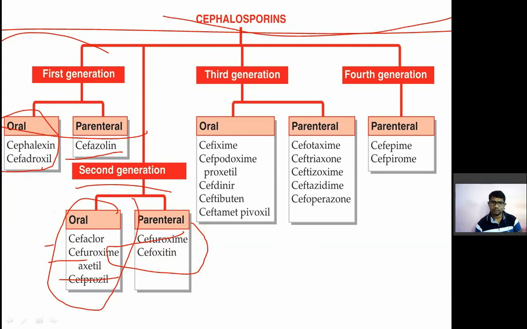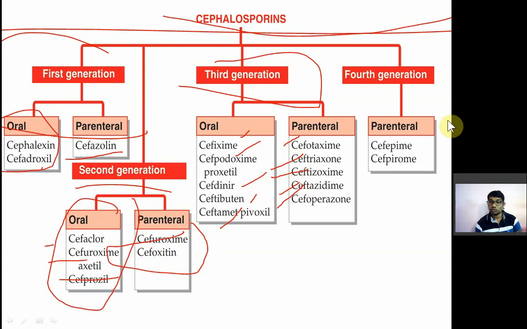Then third generation. I will tell you, there is one trick to remember. Third generation orally used cephalosporins: cefixime is there, cefpodoxime is there, then cefdinir is there, then ceftibuten is there, and cefditoren pivoxil. Then parenterally used, these are cefotaxime, ceftriaxone, ceftizoxime, ceftazidime, and cefoperazone.